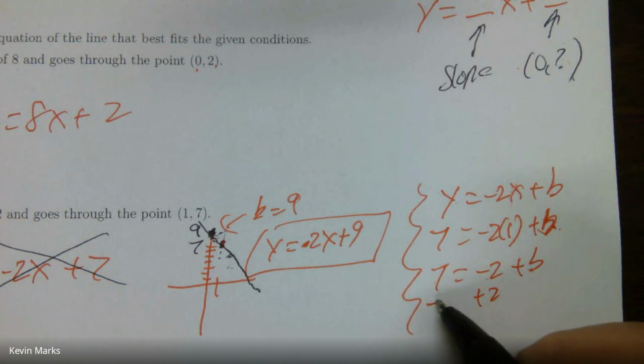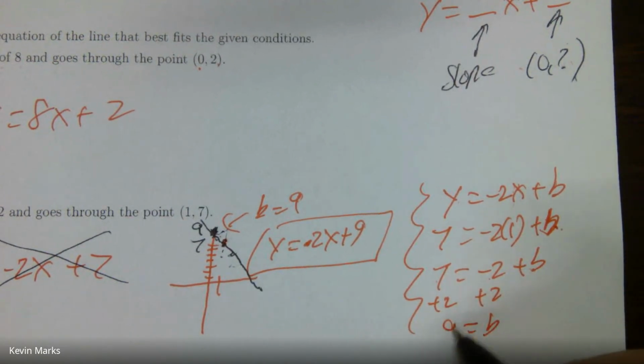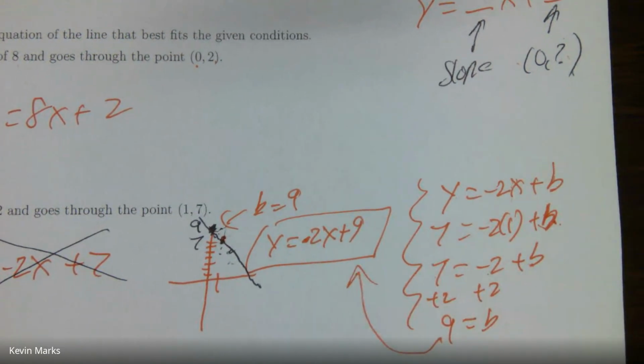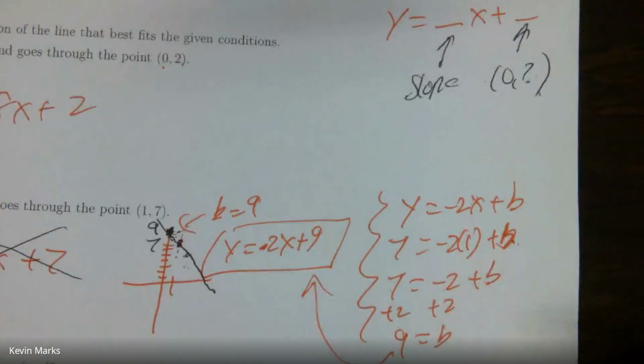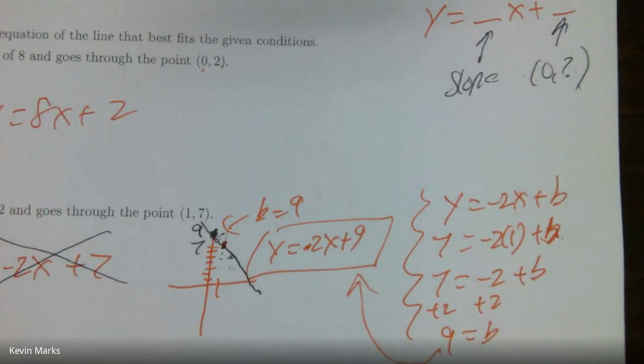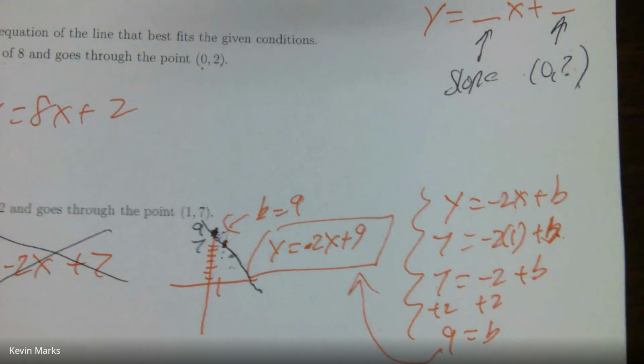Oh, to solve this equation, you'd have to add 2. Sure enough, there's your 9, and that leads me back to there. Right? So whether you want to do it from the picture or from the equation, it's up to you. But basically, it's just like a big puzzle. You just got to take what's given and figure out the slope and the y-intercept.